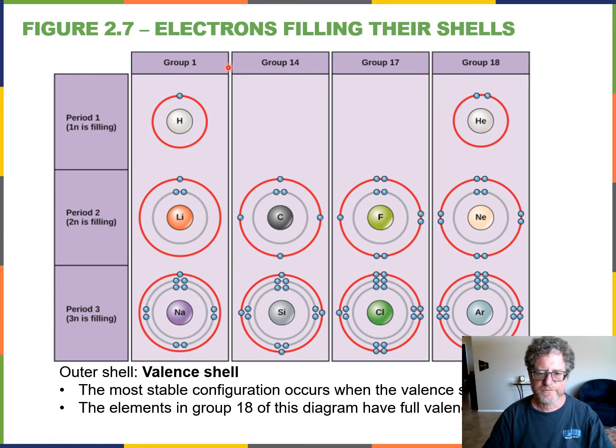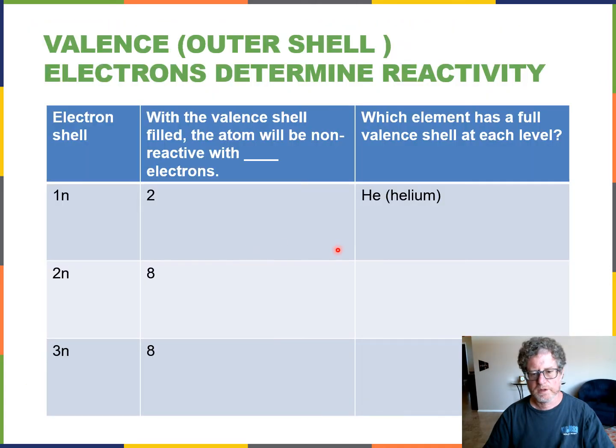Conversely, if we look at group 1, group 1 elements are very reactive. Okay, there's one electron, and it needs 2 electrons to be full, so hydrogen is very reactive. Lithium has 1 electron. You need 8 to be full in the outer shell. It's very reactive. And sodium, there's 1 electron in the outer shell and needs 8 to be full. It's very reactive. All right, so the answer to this one is on the last slide.